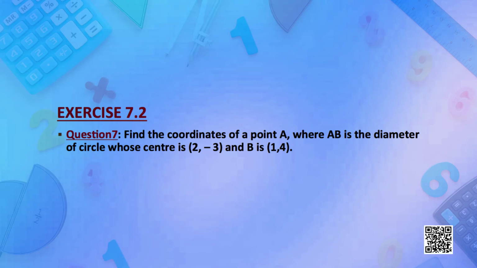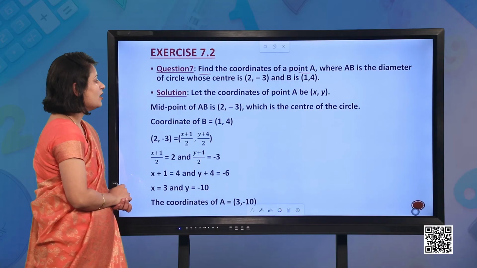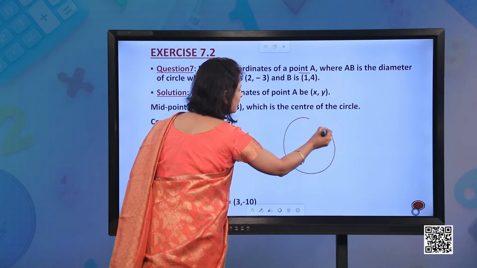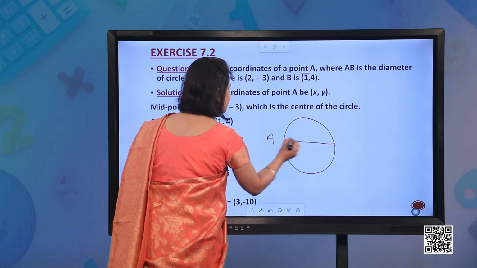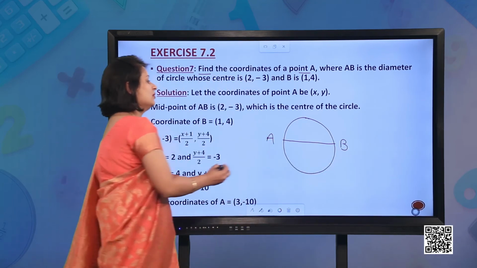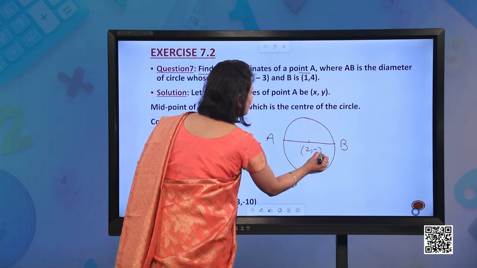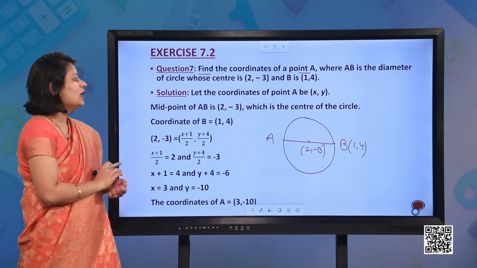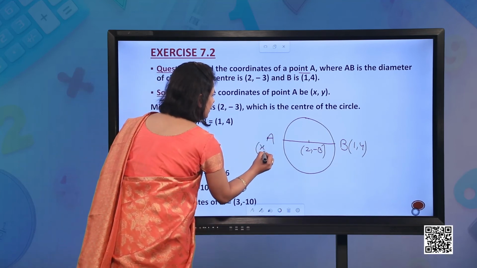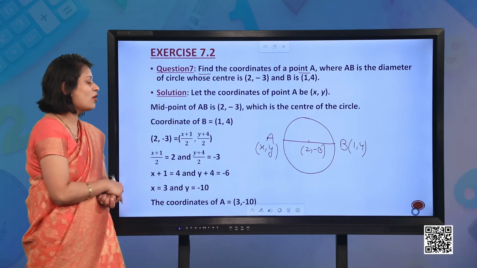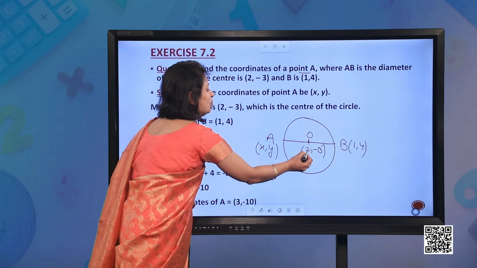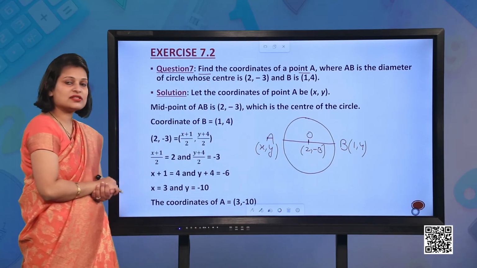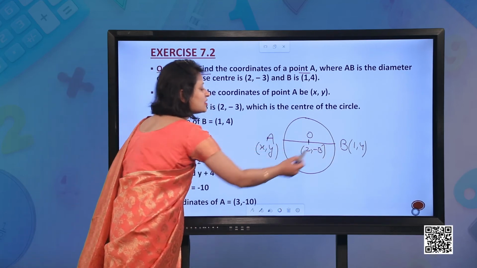Now exercise 7.2, question number 7. Find the coordinates of point A, where AB is the diameter of a circle whose center is (2, -3) and B is (1, 4). So we have a circle, diameter AB, and we have the coordinates of the center as (2, -3) and B as (1, 4). We need to find out the coordinates of point A. So let the coordinates of point A be (x, y). Now the midpoint of AB is given as (2, -3), which is the center of the circle, and the coordinates of B are given as (1, 4).